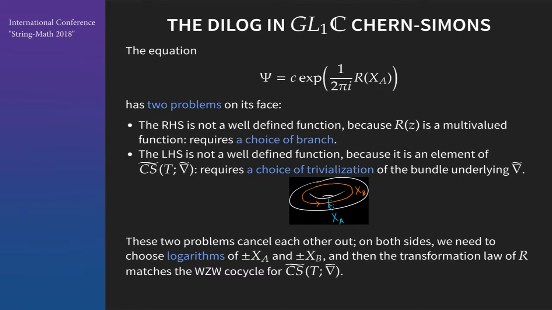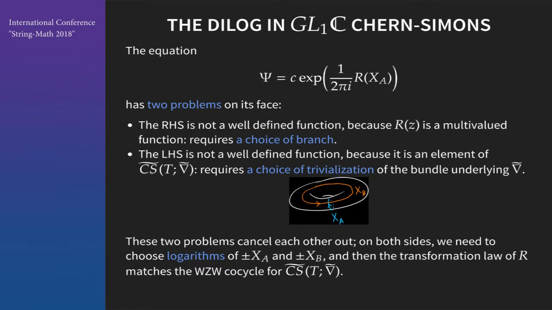Then on the other side, there's also a problem, because this is supposed to be an element of the Chern-Simons line. It's not supposed to be an actual function. In order to turn it into an actual function, you'd have to trivialize the structure. You'd have to choose a trivialization of the bundle underlying this flat GL1C connection. Okay, so the equation has kind of problems on both sides.